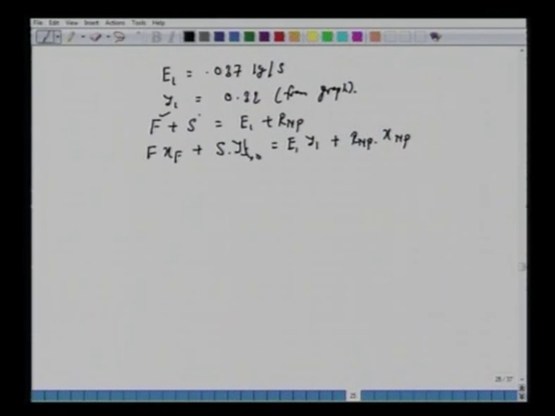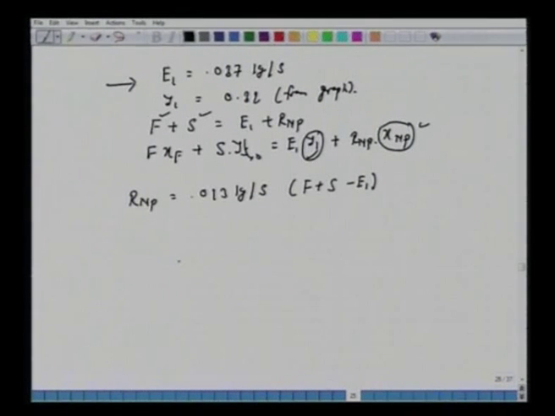So we know F, we know S, right? We know Y1 from the graph we have read. XNP is given to us. So two unknowns, two equations, to obtain E1 as 0.037 here and RNP as 0.013 kg per second. Right? RNP is nothing but F plus S minus E1.